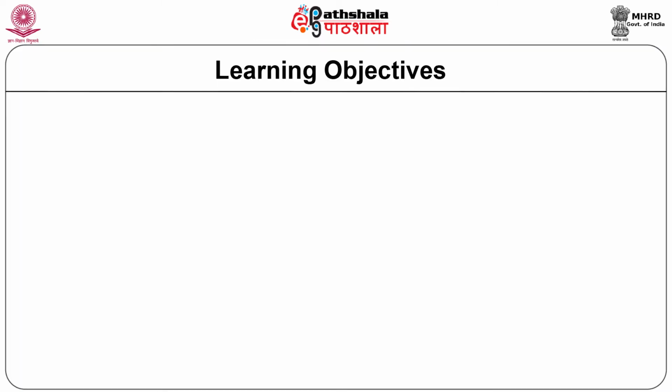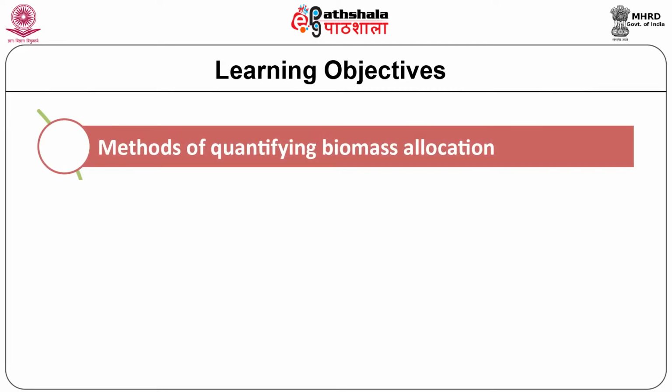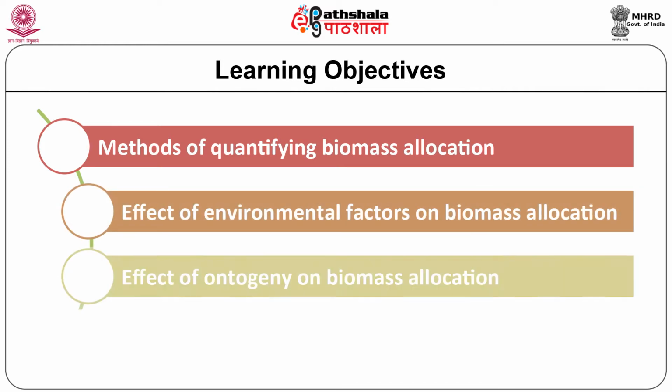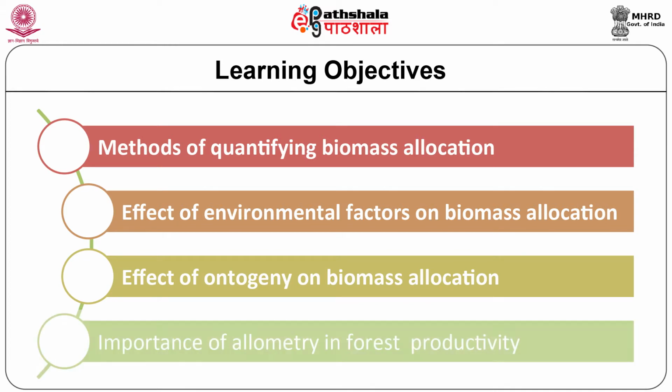A quantitative understanding of biomass allocation is of fundamental importance since it sets limits on the biomass production and utilization capacity of a plant. The learning objectives of this module are methods of quantifying biomass allocation, effect of environmental factors on biomass allocation, effect of ontogeny on biomass allocation, and importance of allometry in forest productivity.